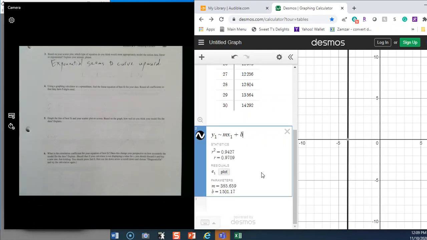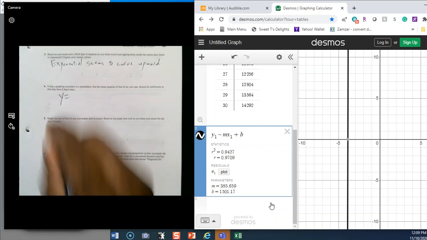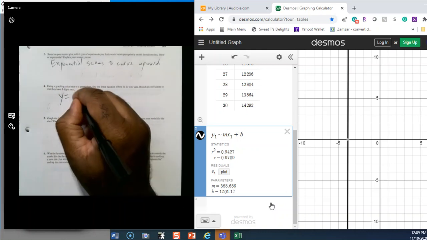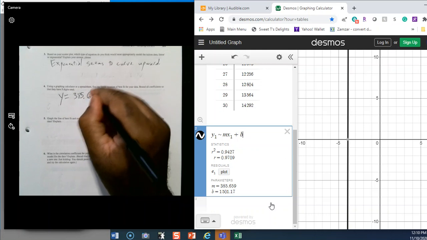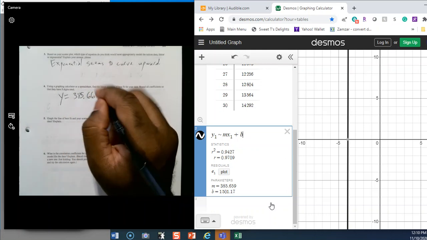Now, we have our slope and our y-intercept listed here. So, we will write our equation. Now remember, we must have 5 digits total. So our m is 385.659. So we add 385, that's 3 digits, so we only need 2 behind the decimal. So it'll be 0.66, and then we will put x.